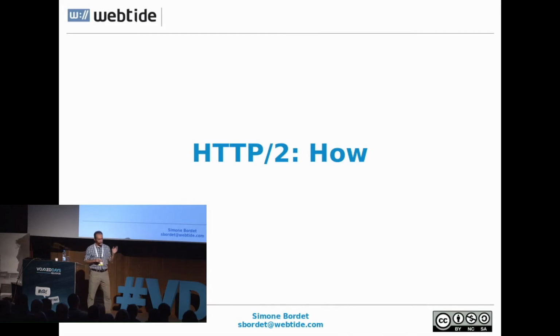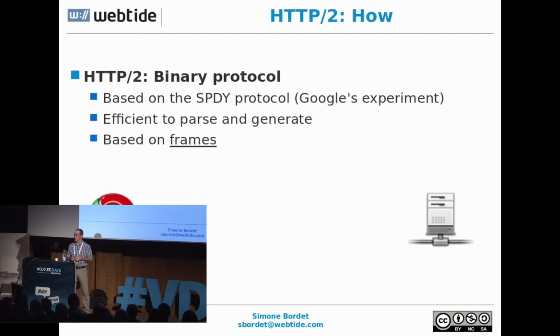So let's see how it works. So who wants to stay on HTTP 1.1 now? Okay, cool. No one. So let's see for a second how it works in more technical detail. HTTP 2 is not a textual protocol anymore like HTTP 1.1 is. It's been converted to a binary protocol. This is because HTTP 2 has been designed to improve efficiency for both clients and servers to generate and parse the protocol itself.